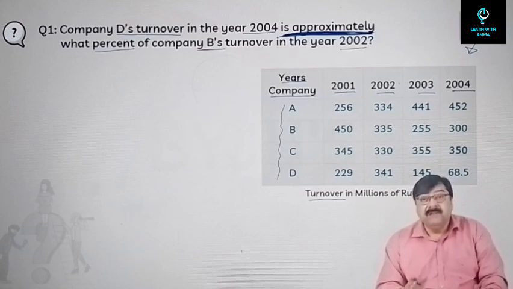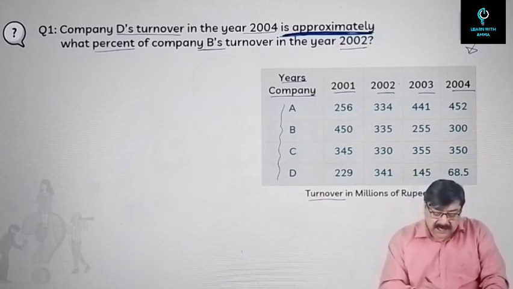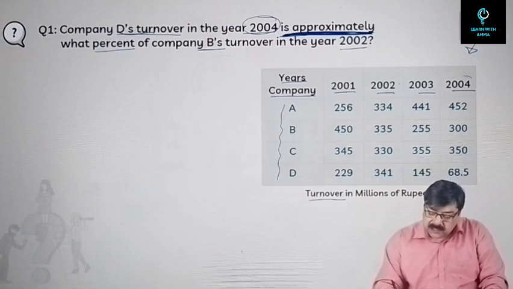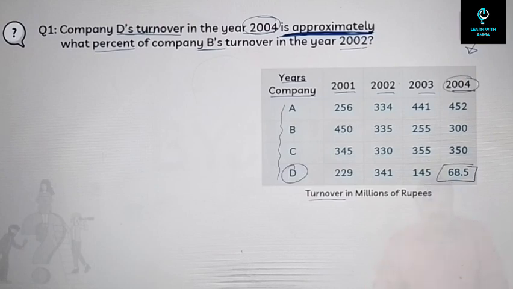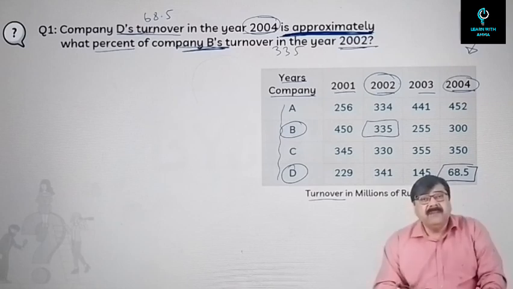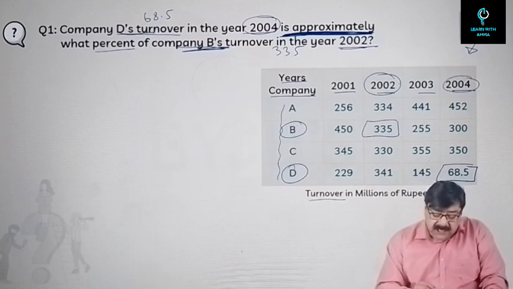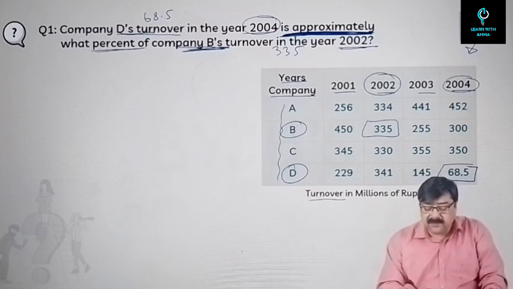First of all, we will find out these two figures, value X and value Y. So D's turnover in 2004. Let's go to 2004 and company D. The intersection is here, 68.5. And company B's turnover in 2002. This is 2002 and this is company B. This is the intersection, so the value that we obtain here is 335. Now, in a simplistic way, we can state that the question is asking us: 68.5 is what percent of 335?